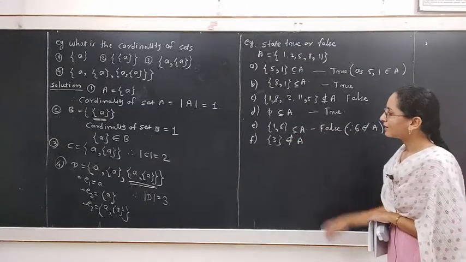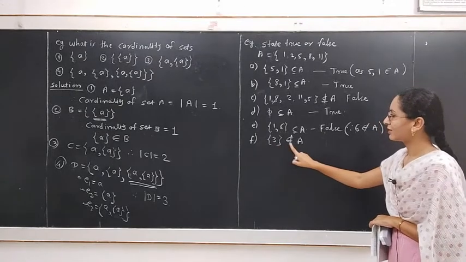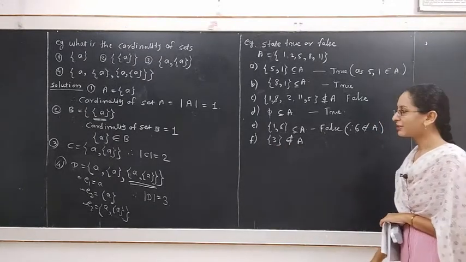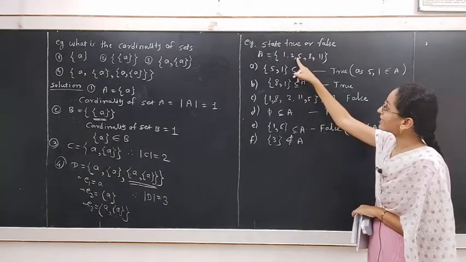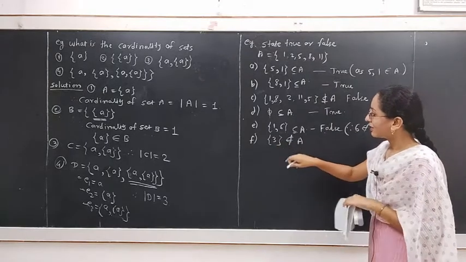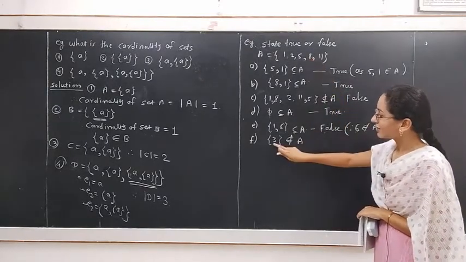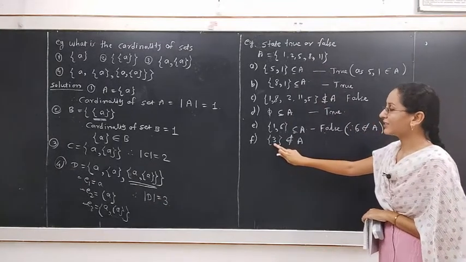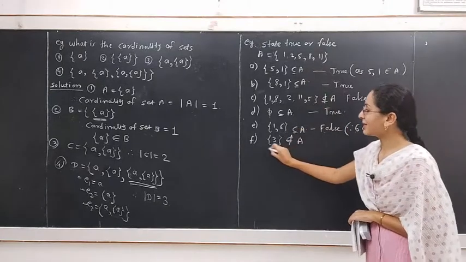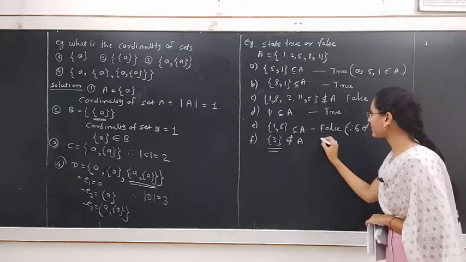A. In the last part of this example, the singleton set {3} does not belong to set A. This is a true statement because the singleton set {3} is not present in the given set A. This element is not present, therefore this statement is true.